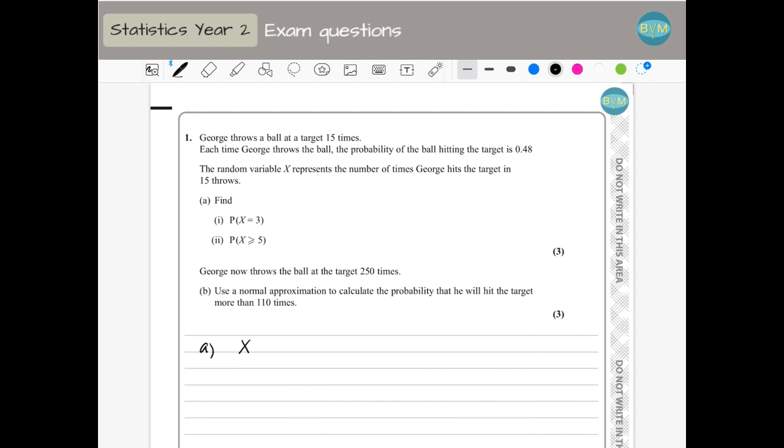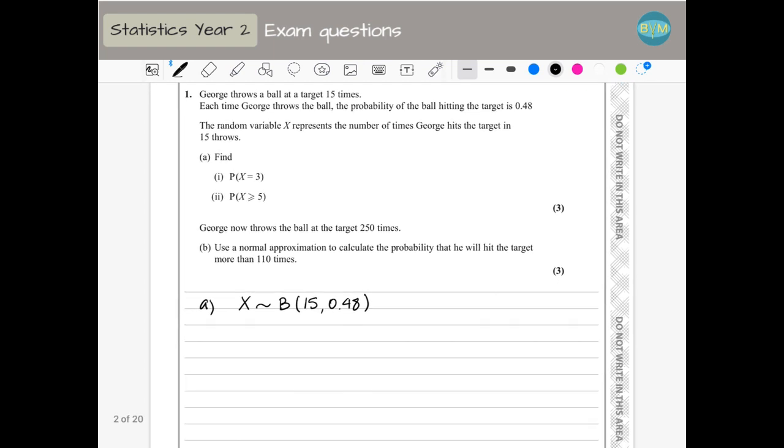that variable X is going to be a binomial because we are repeating the experiment or the event 15 times, which is fixed. Probability of success is 0.48. We have success, which is hit the target, failure, that is not hitting it, and the throws are independent. We have to find the probability of X being equal to 3.